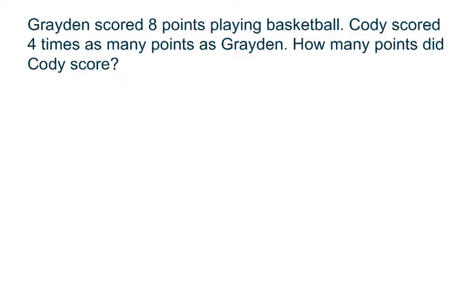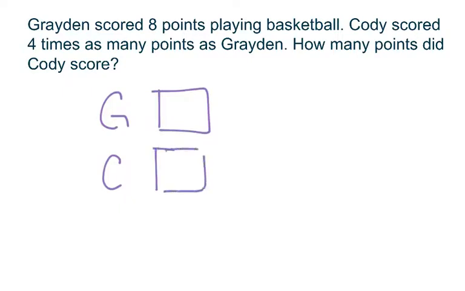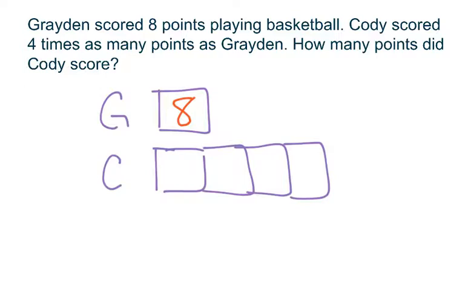For this problem, we can do one of two things. We can, 1, just set up an equation, or 2, draw a model. So let's go ahead and take a look at what that would look like if we were going to draw a model. We would have Graydon and we would have Cody. Graydon scored 8 points and Cody scored 4 times as many points. So Cody would get 4 boxes and Graydon would get 1, and inside of Graydon's box would be an 8 because we know that Graydon scored 8 points.